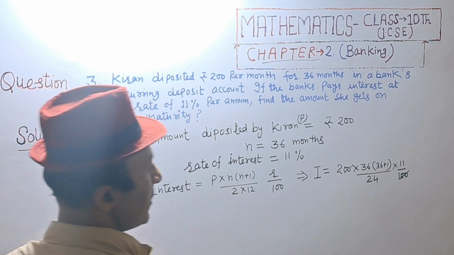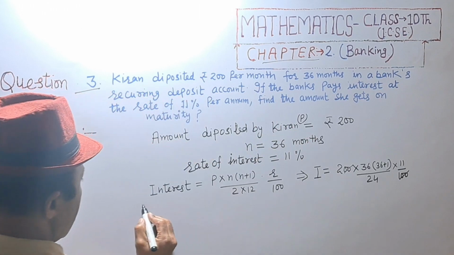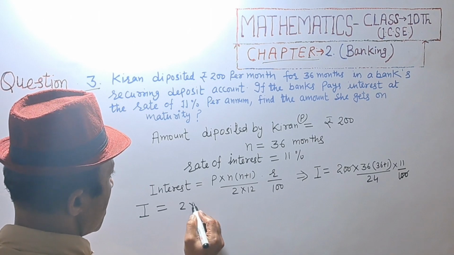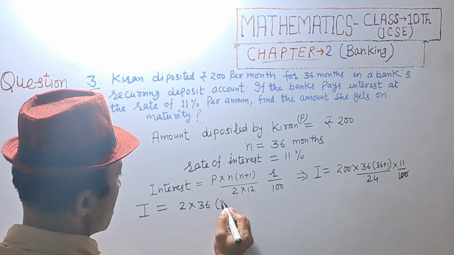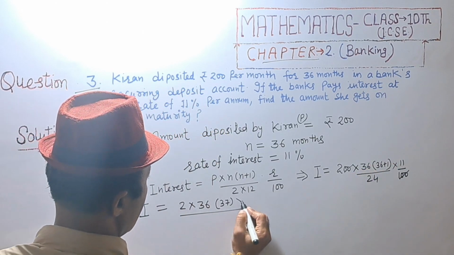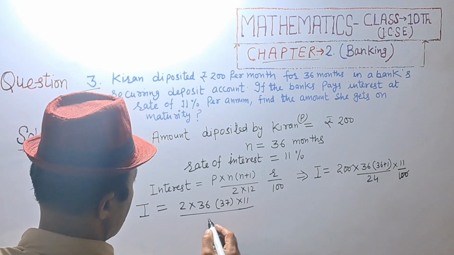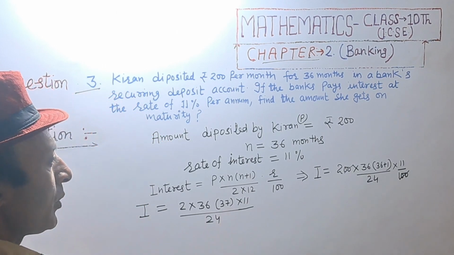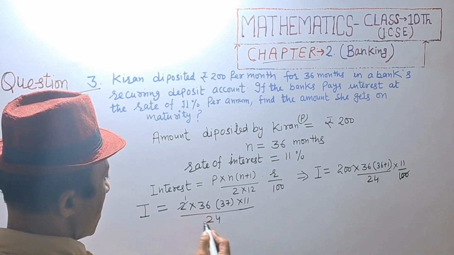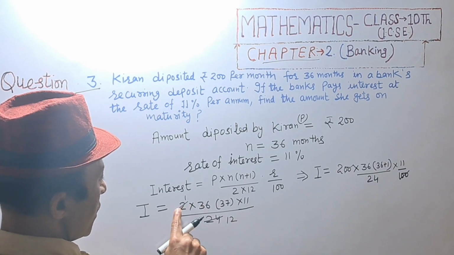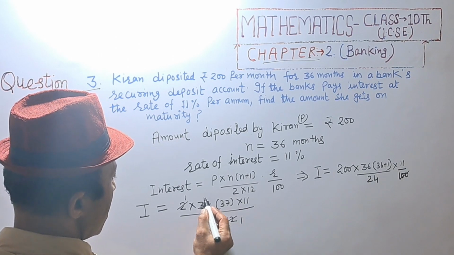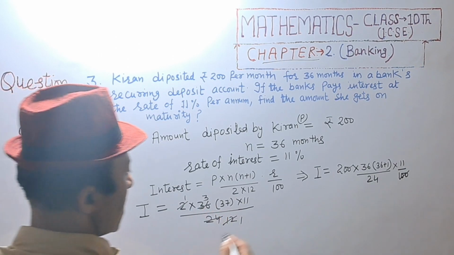0 is cancelled and interest is equal to 2 into 36 into 36 plus 1, 37 into 11 divided by 24. 2 1s are 2, 12 2s are 24, 12 1s are 12, 12 3s are 36.